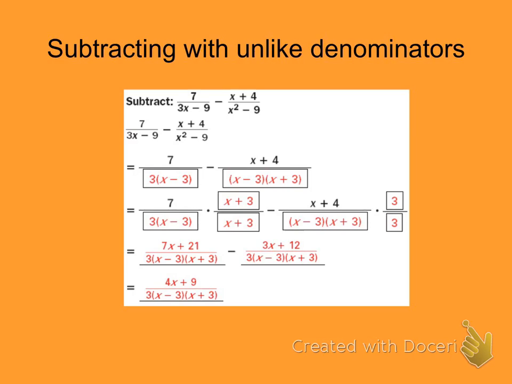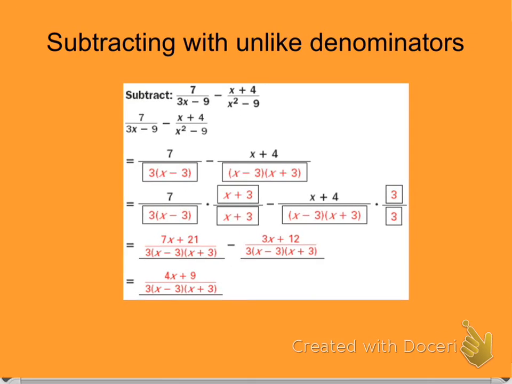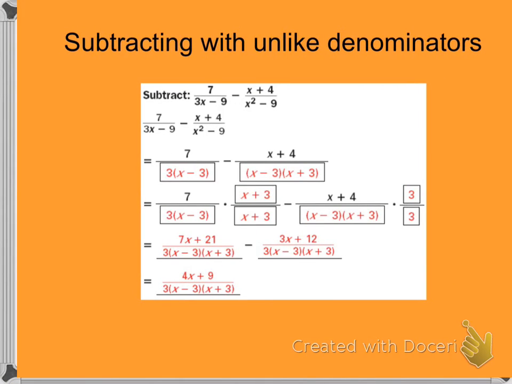Okay, so now for this next one, we have 7 over 3x minus 9 minus x plus 4 over x squared minus 9. So I'm going to factor the bottoms just like I did here. So I factor the bottoms right there. Okay, and I notice that I got an x minus 3 and an x minus 3. So then that means that I need to multiply over on this side by this x plus 3 and x plus 3. And this side over here I just got to multiply by 3 and 3.